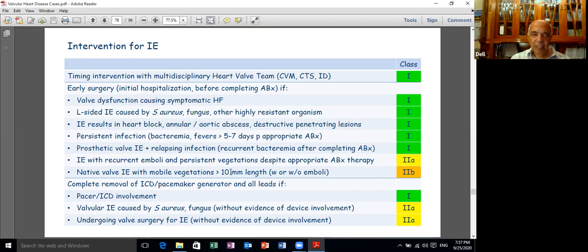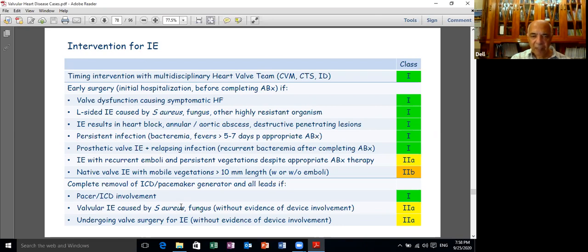Now, if we leave the native valves and move to CIED, the cardiac implantable electronic devices that include the ICD and the pacemaker, if there is any evidence of CIED involvement, it's an indication for complete removal of the device and the leads. If there is evidence of valvular infection by Staph aureus or a fungus, even without device involvement, it's also an indication for removing the device.